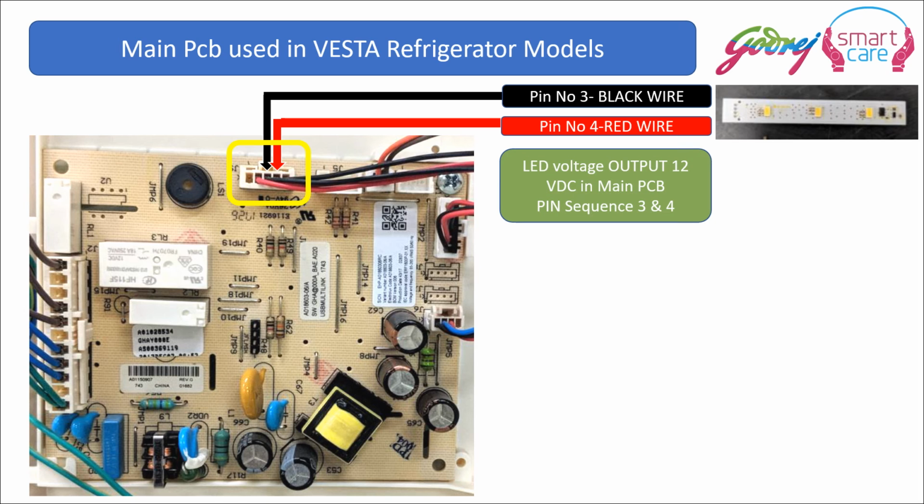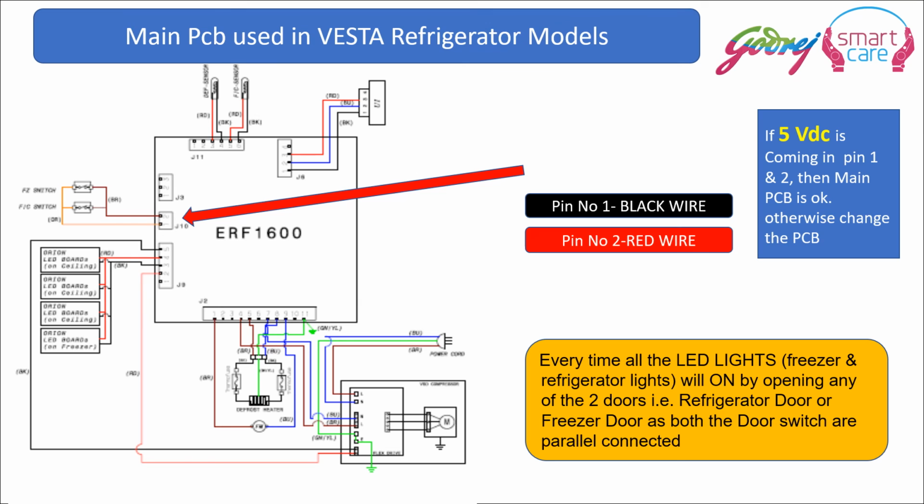Then we come to display. Here 5 volts DC for the door switch is coming in pin number 1 and 2 in this connector as shown. If we get 5 volts DC over there in pin number 1 and 2, then the main PCB is okay. This is with respect to the door switch.